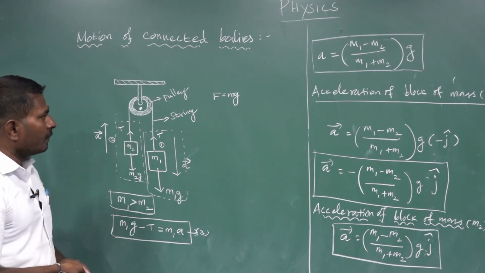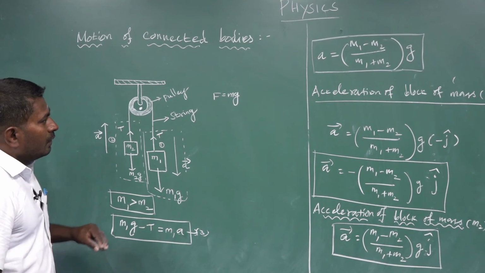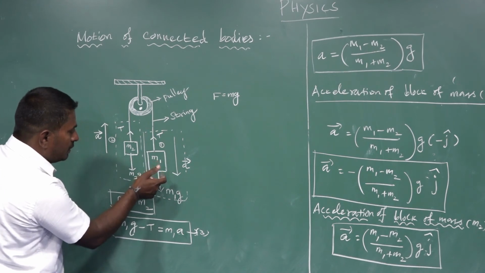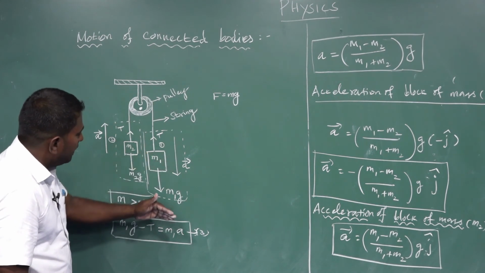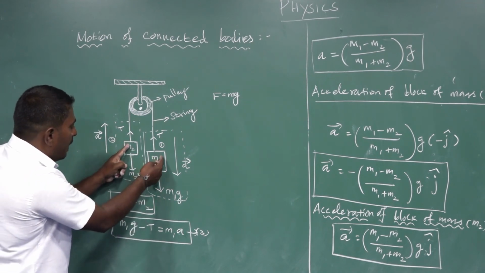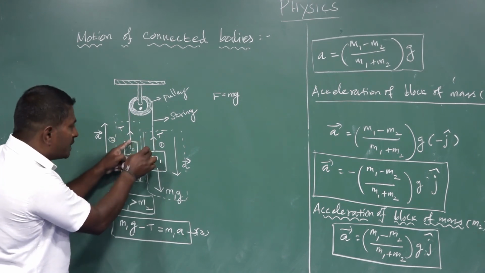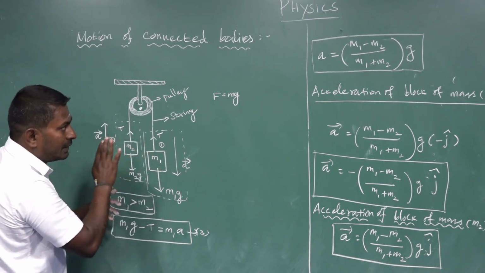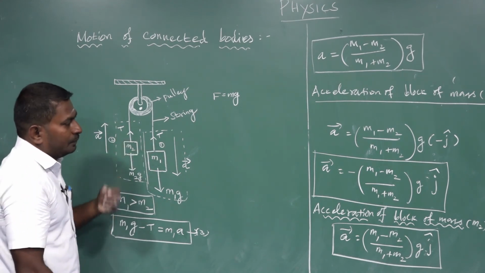Next, an important thing: M1 mass is the greater mass, M2 mass is the lesser mass. So M1 experiences greater gravitational force, M2 experiences lesser gravitational force, but both blocks of mass M1 and M2 are connected to the two ends of the same string. That's why the tension produced in the string is in either direction with the same magnitude. We are going to calculate the tension produced in the string.